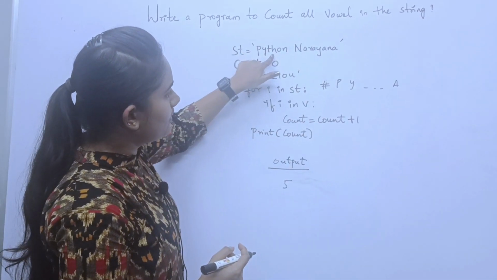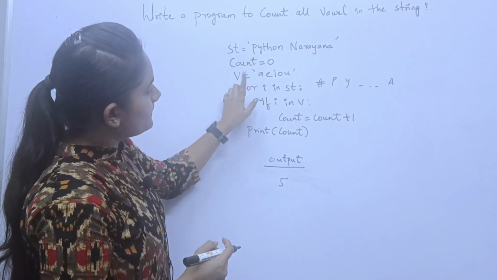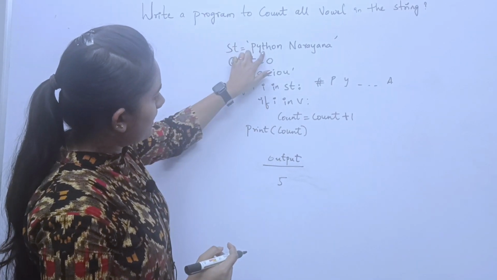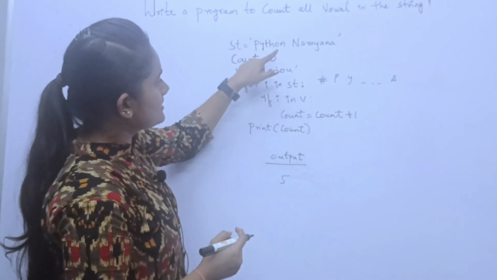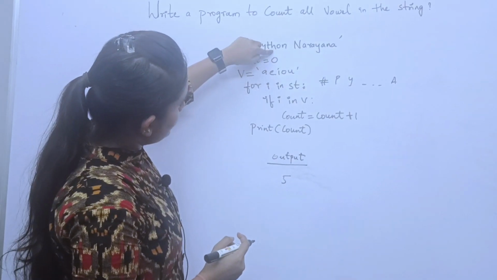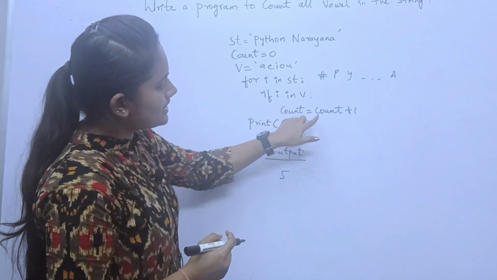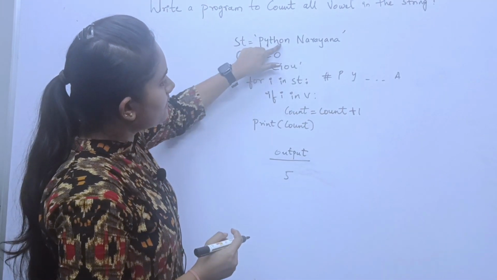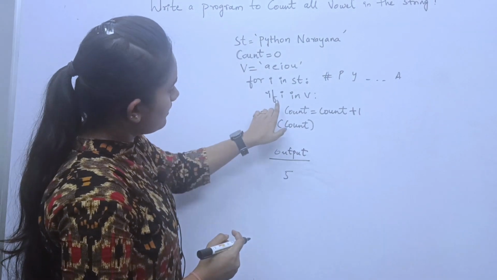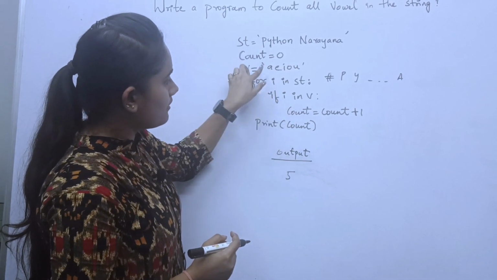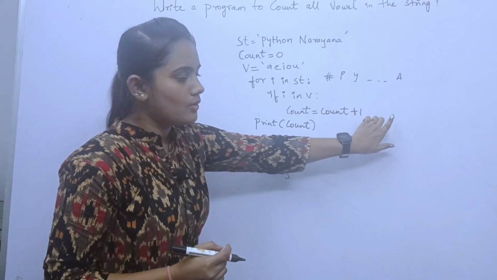Next time the i value will be T. If we check in V, it is not available, so the count is not increased. In the same way, we check the next one, H. It is not available in A, E, I, O, U, so the count is not increased. Next time we take the i value as O. We check in V. Here O is available in V, so the count is increased: 0 plus 1 equals 1.